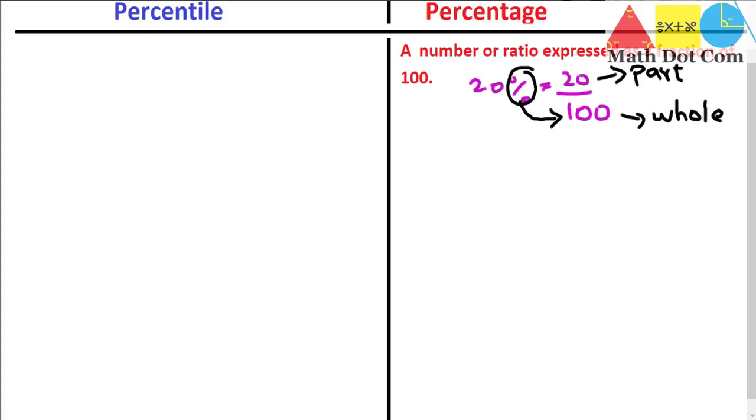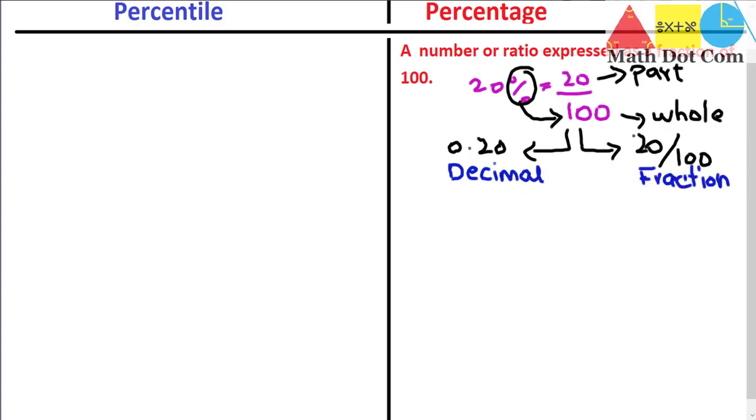You can also write it in fractional or decimal form, as you can write it as 0.20, or you can write it as 20 divided by 100, or you can simplify it further. So one is the decimal form and the other is the fractional form. It means you can convert the percentage into the decimal as well as fraction. So a percentage tells you about the proportion of a part out of the whole. So 20 divided by 100 is basically also a formula that you can use to find the percentage.